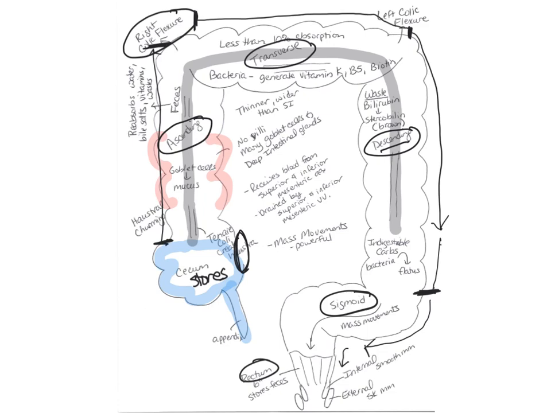The entire large intestine receives blood from the superior and inferior mesenteric arteries, and then they are drained through the superior and inferior mesenteric veins.